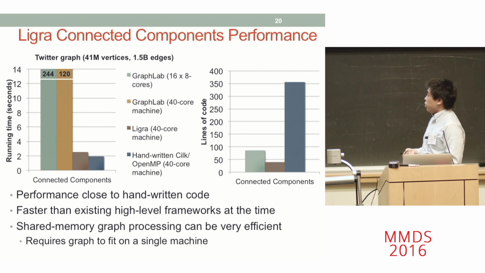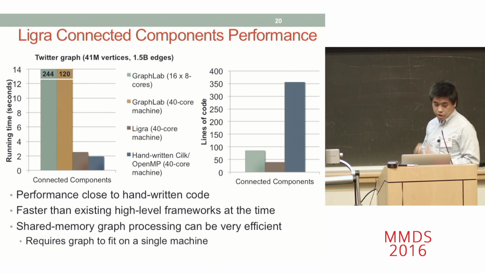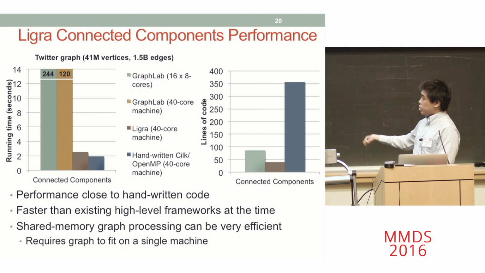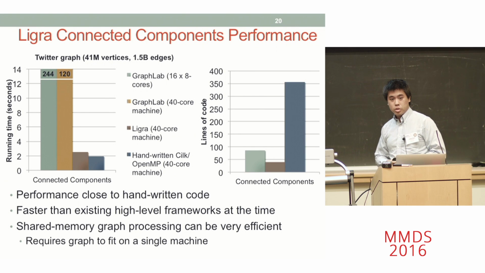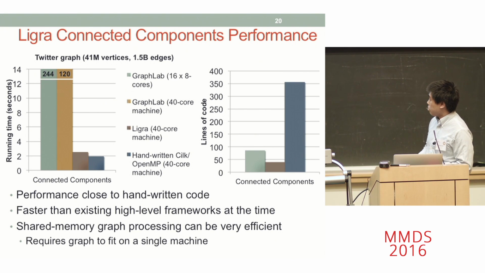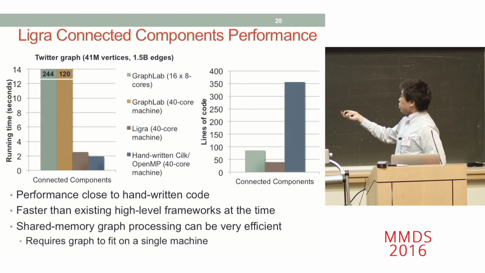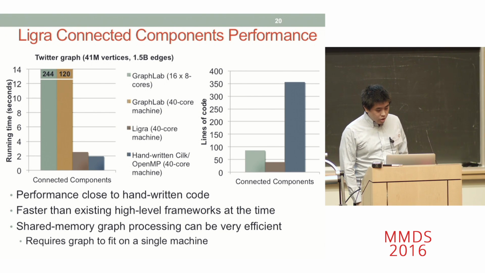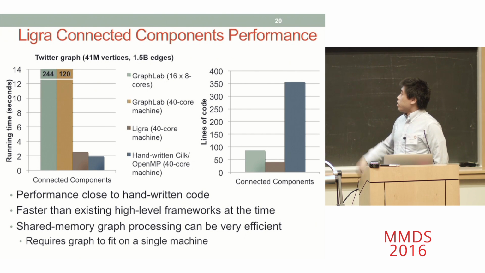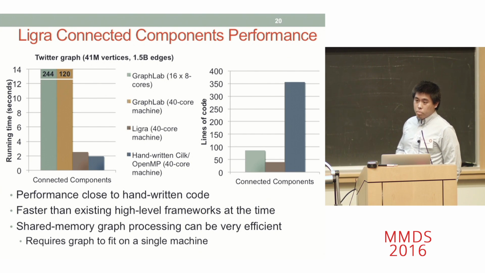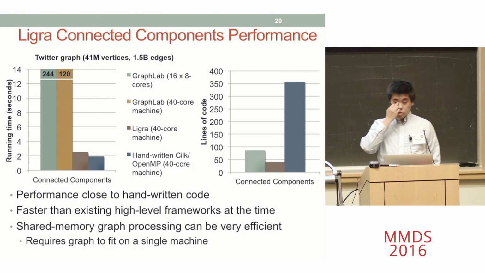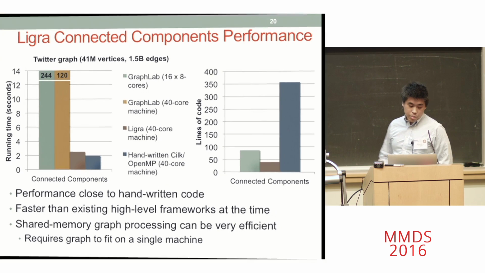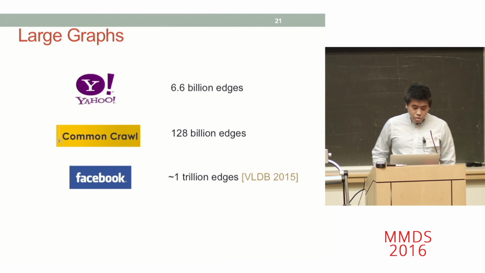So our results show that doing graph processing in a single shared memory machine can actually be very efficient. And at the time we developed this, all of the prior high-level frameworks were written in distributed memory. One thing about shared memory graph processing is that it requires the graph to fit on a single machine. Fortunately, it turns out that most real-world graphs can fit on a single machine. The Twitter graph only has 1.5 billion edges, so it can fit in a couple gigabytes of memory.